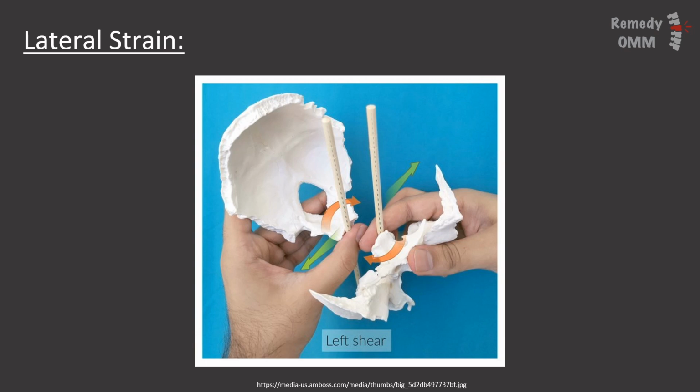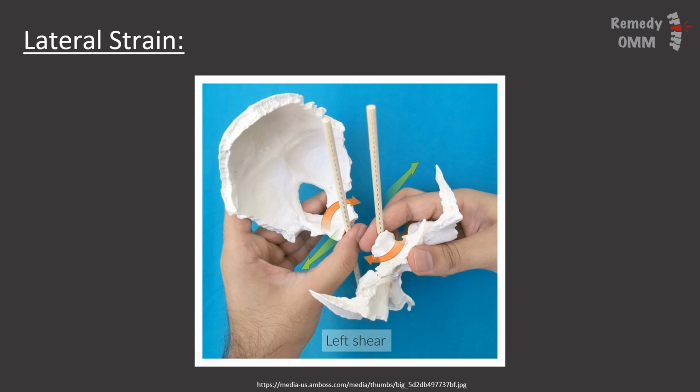Here we see the sphenoid on the right and the occiput on the left. The two rods represent the two parallel vertical axes. The orange arrows represent the rotation, and you can see that the two bones are rotating towards the same side. In this example, you can imagine how the two bones rotate. The base of the sphenoid would be to the left, therefore making this a left lateral strain.